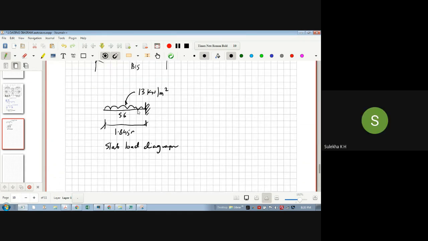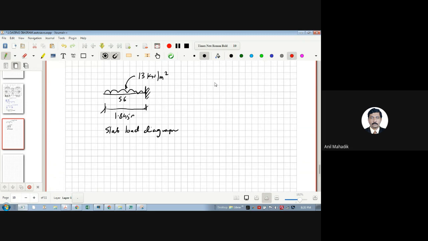So this is my slab loading diagram. And then I can calculate the bending moment. M is equal to WL square by 2. So ये 13 है. M working बोलता हूँ मैं. L is let's say 1.845 कुछ आएगा. Square by 2. So whatever number comes here, let's say 25 kilonewton meter. What will be the ultimate moment? 1.5 into that.